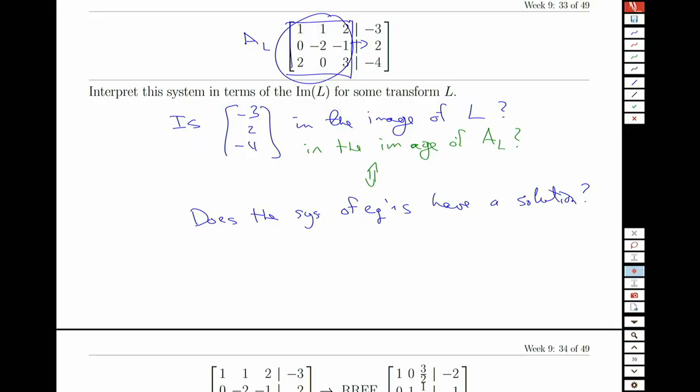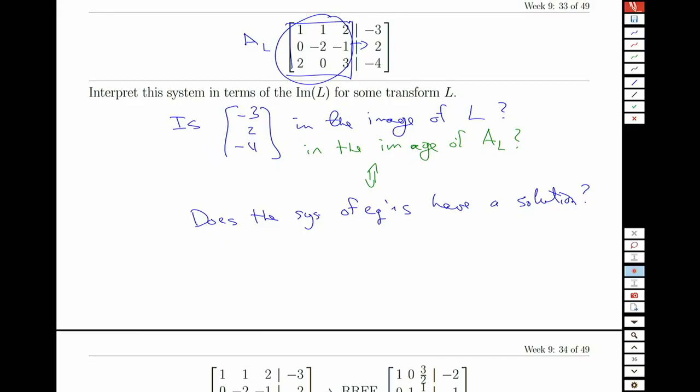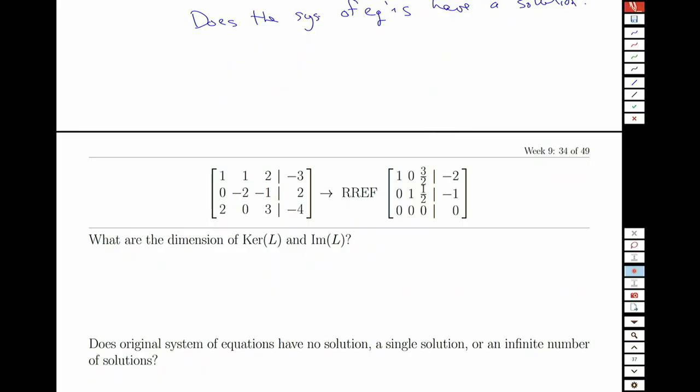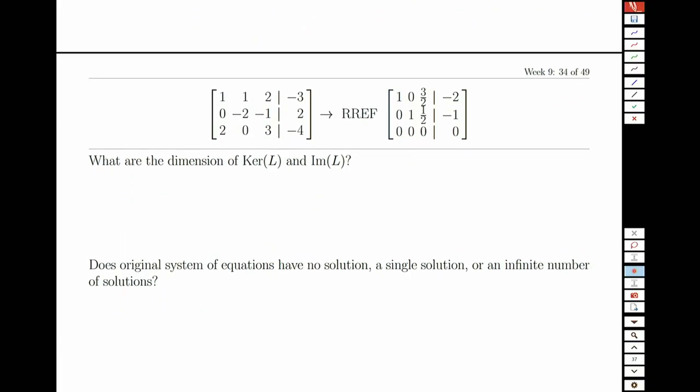But the idea is, is there some x, y, z I can run through this transform and get negative 3, 2, negative 4? If there is, that means I map to the point outside in the output, and that's the image. The points I can reach with the transform are the image. All right. And then we get into the fun stuff: dimension of kernel, dimension of image here, and how that correlates back to the original system of equations.